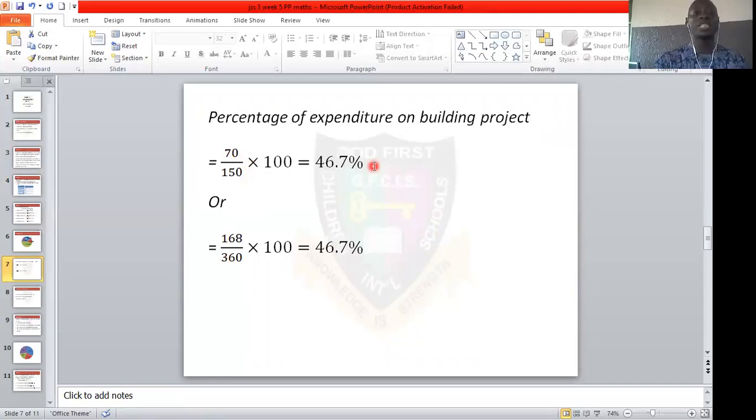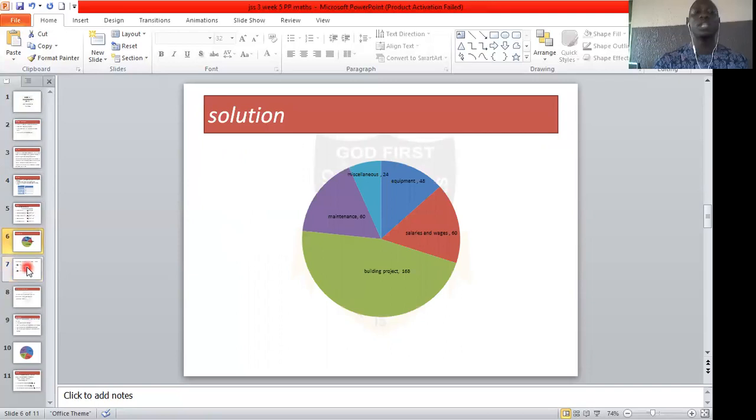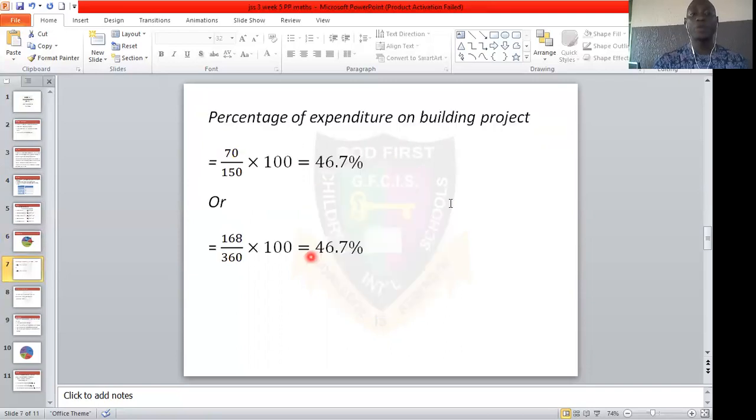Or on the pie chart, 168 degrees over 360 times 100. You can also use that to find what percentage our building project is of the total expenditure. That is 168 degrees divided by 360 times 100, which will give you 46.7%. That's how to present data or represent information in the pie chart.